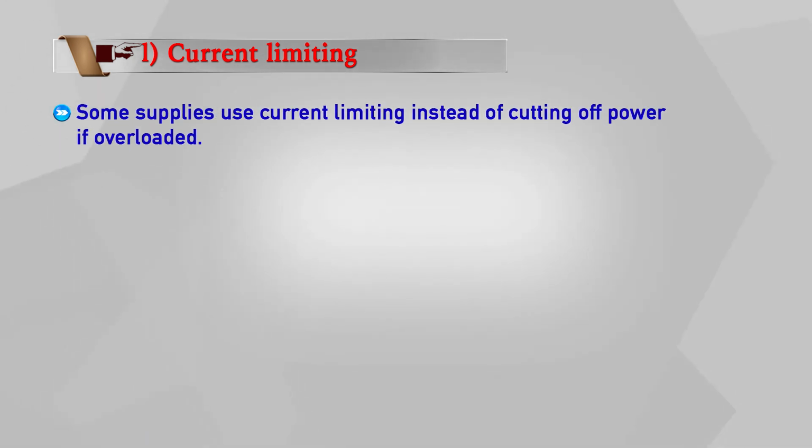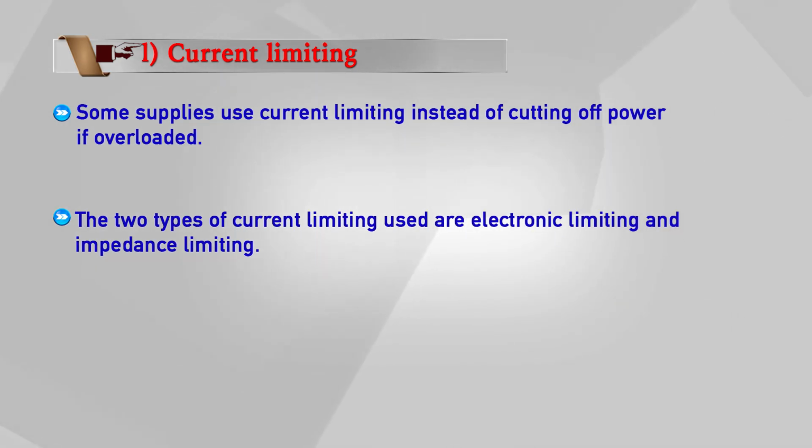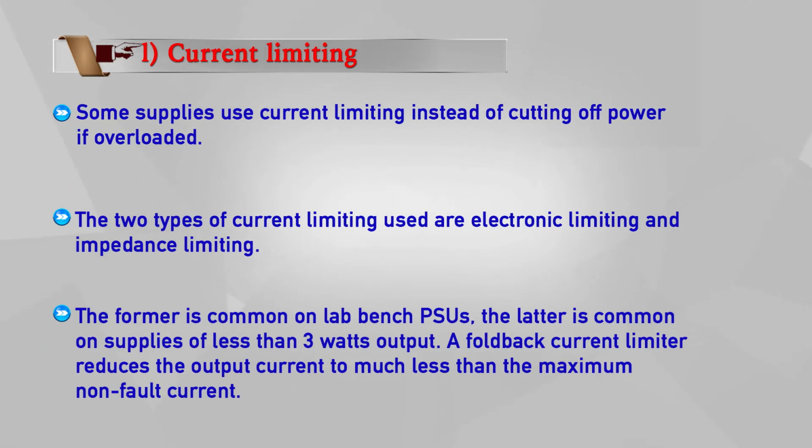Now we are discussing current limiting. Some supplies use current limiting instead of cutting off power when overloaded. The two types of current limiting used are electronic limiting and impedance limiting. The former is common on lab bench PSUs. The latter is common on supplies of less than 3 watt output. A foldback current limiter reduces the output current to much less than the maximum non-fault current.